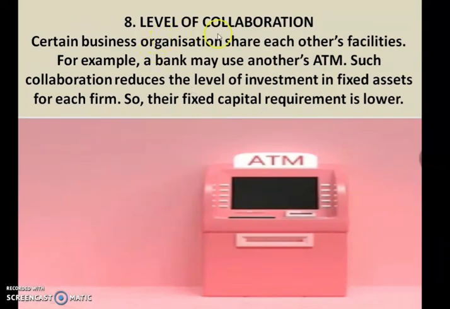Next point is level of collaboration. Certain business organizations share each other's facilities. For example, a bank may use another bank's ATMs. Such collaboration reduces the level of investment in fixed asset for each firm. So their fixed capital requirement is lower.